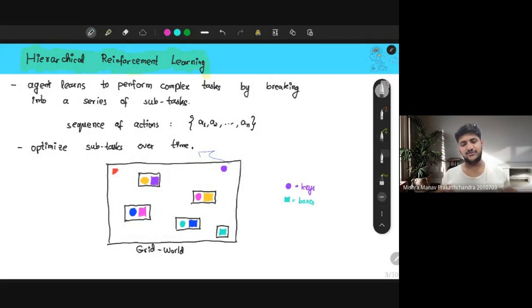The agent needs to finally open the blue box, only then will it reach the goal. But to open the blue box, it needs a blue key. Now that blue key lies inside some other box. For that, I need some other key, right? So here we have to follow a certain sequence in order to get to the goal. So first of all, the agent should learn.